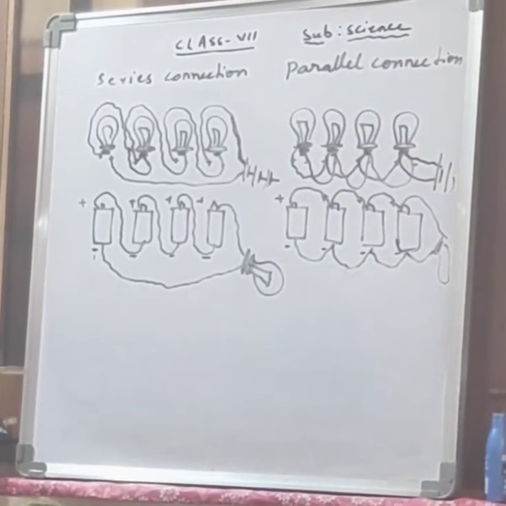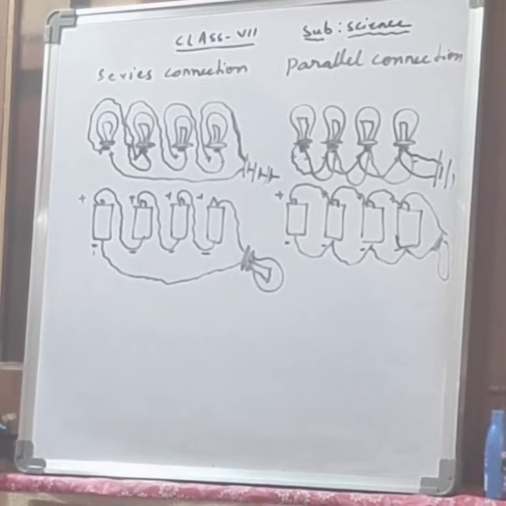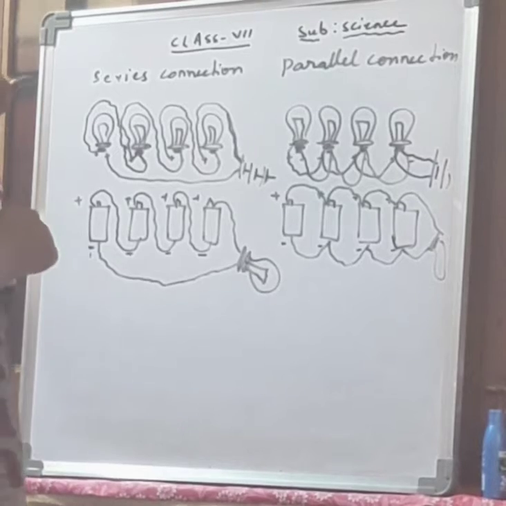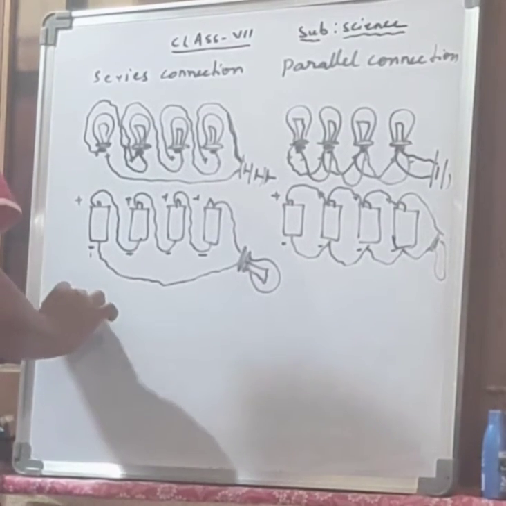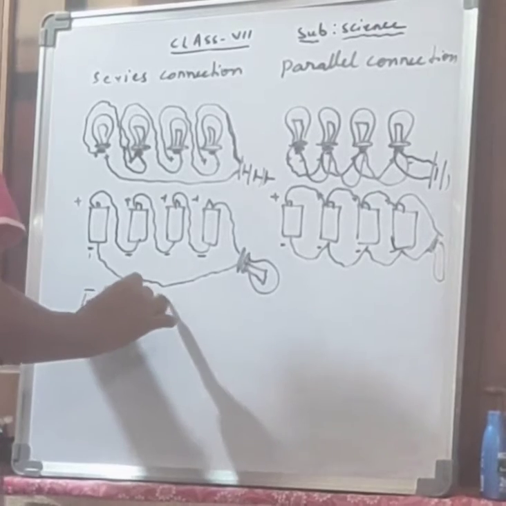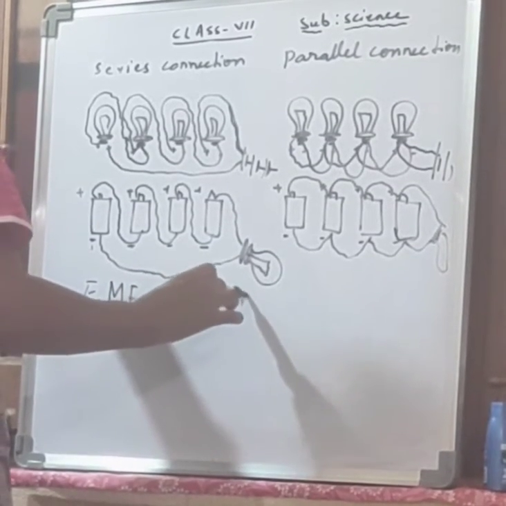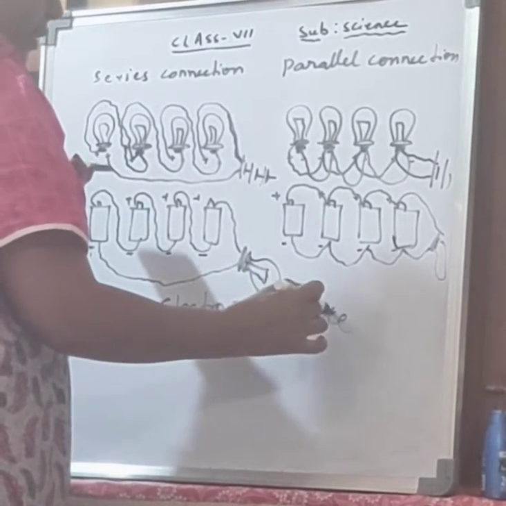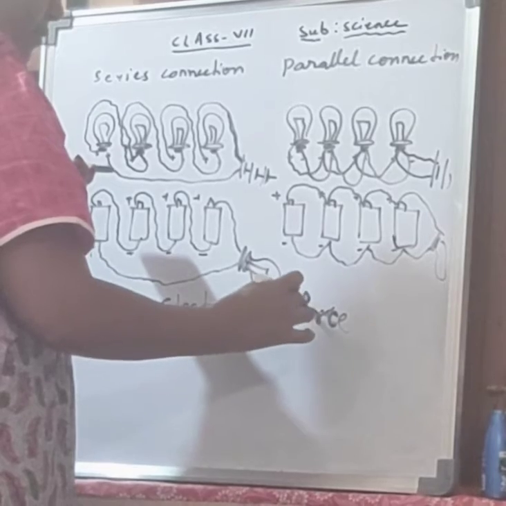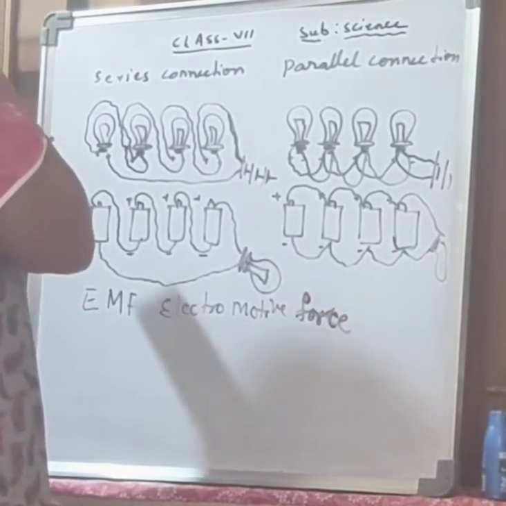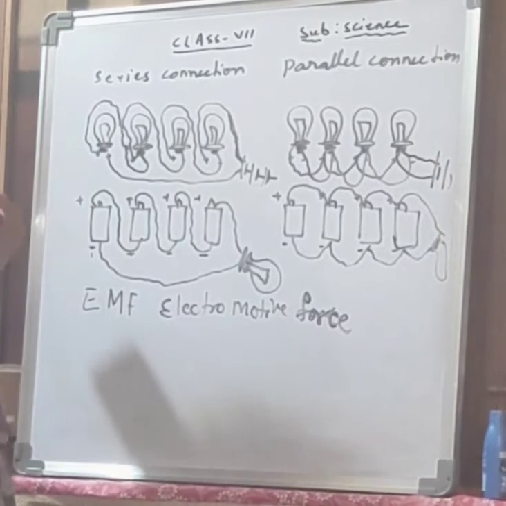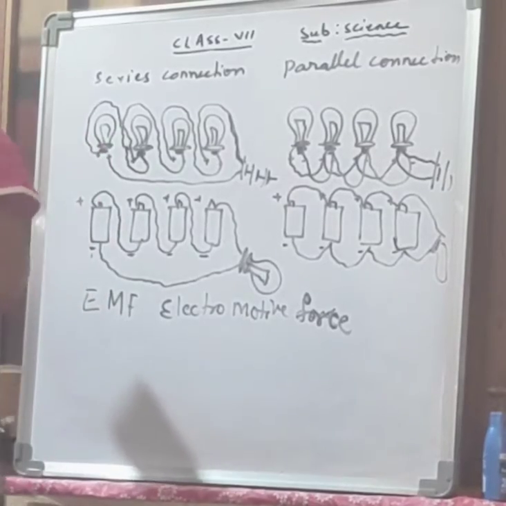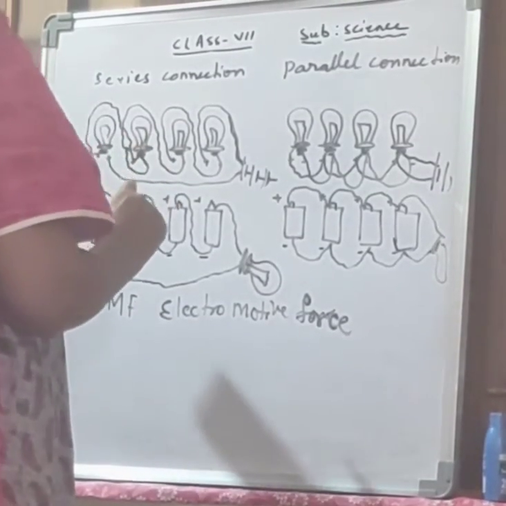Understood? So what is the difference between series connection and parallel connection? First of all, in series connection, EMF means electromotive force. Electromotive force means the energy of the bulb, the intensity or power of the bulb we can say. Understood? Each has some power. If bigger cell, bigger power. Bigger bulb, bigger power, isn't it? So the EMF of all the bulbs is used up in series connection.